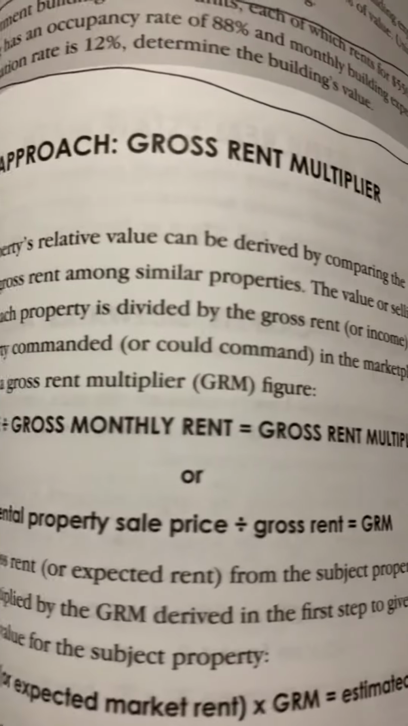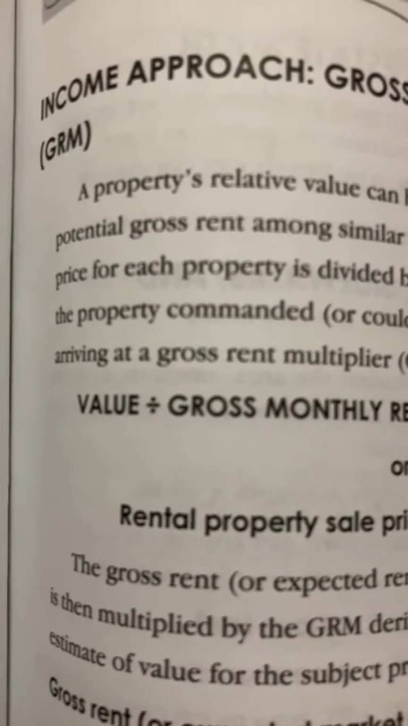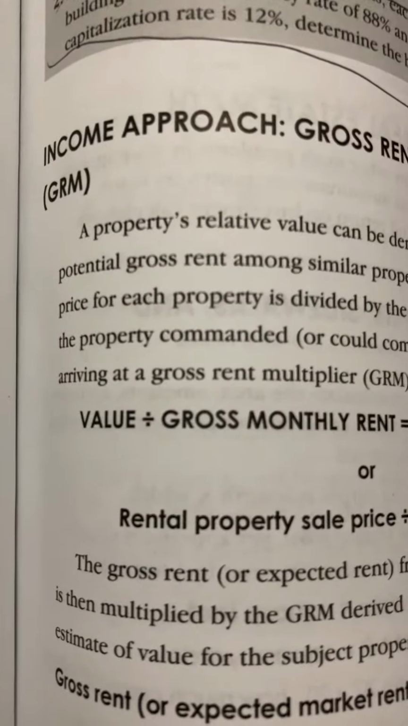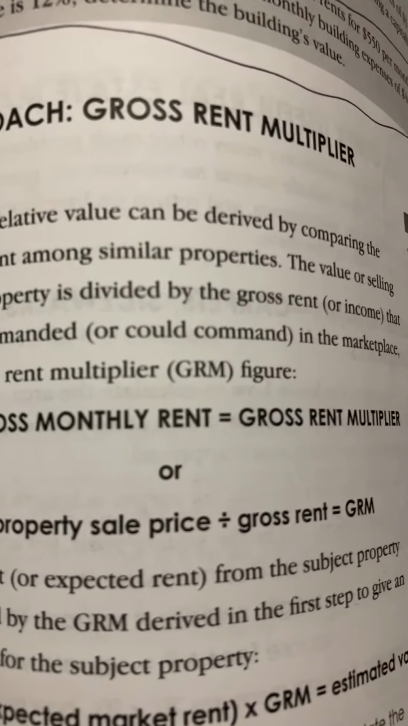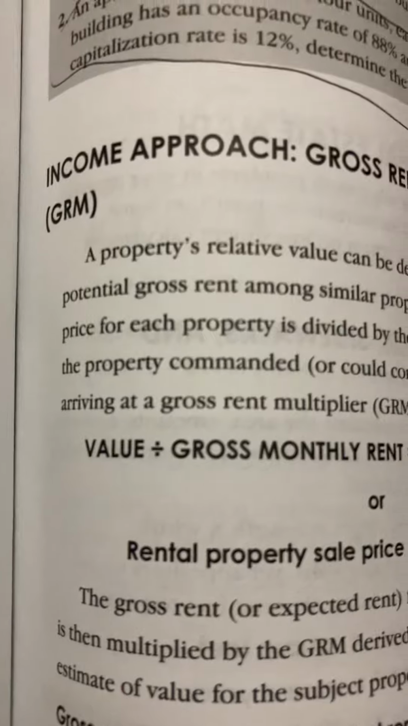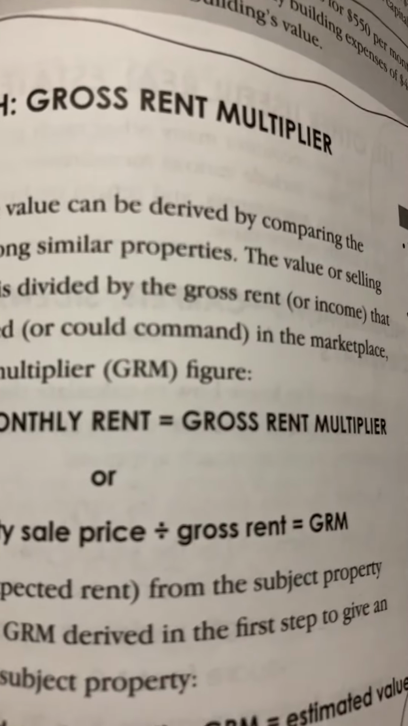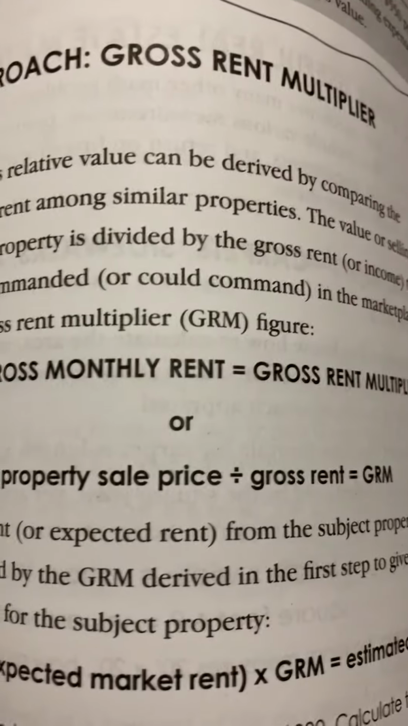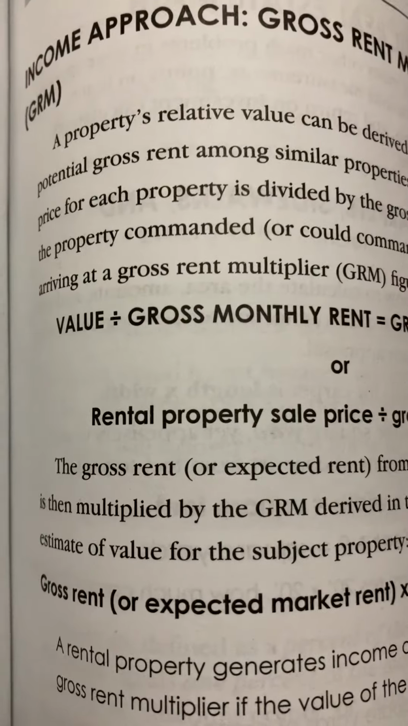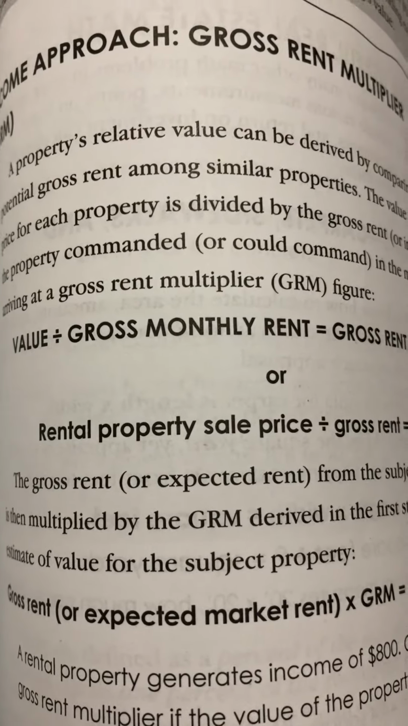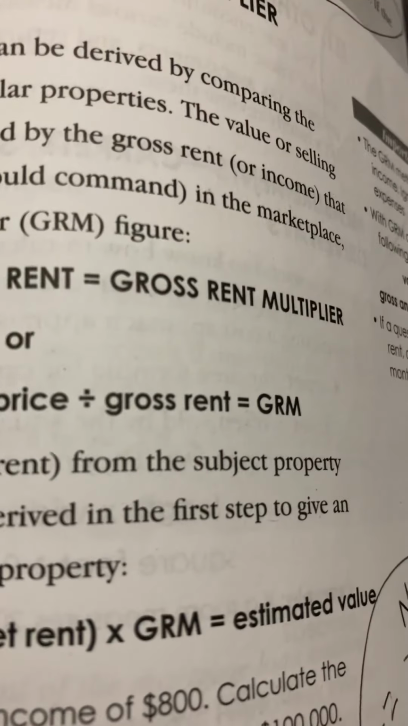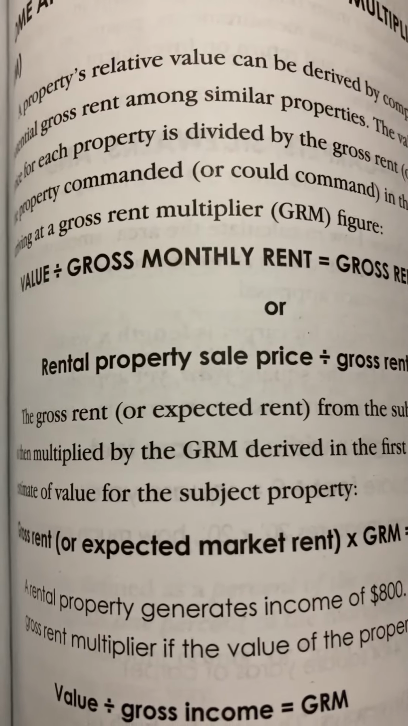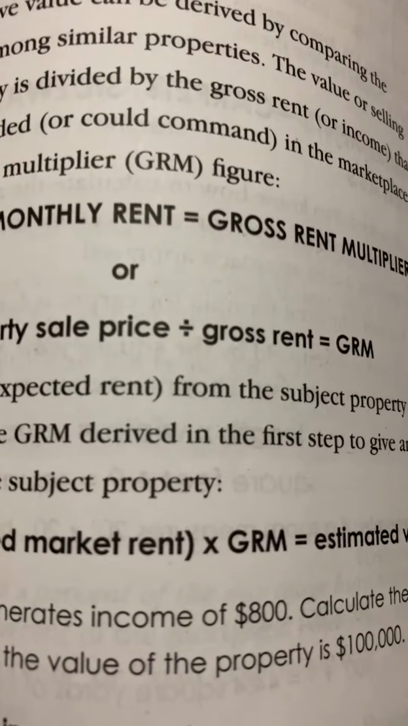A property's relative value can be derived by comparing the potential gross rent among similar properties. The value or selling price for each property is divided by the gross rent or income that the property commanded or could command in the marketplace, arriving at a gross rent multiplier, GRM figure. Value divided by gross monthly rent equals gross rent multiplier. Or you take the rental property sale price and divide it by the gross rent equals GRM.